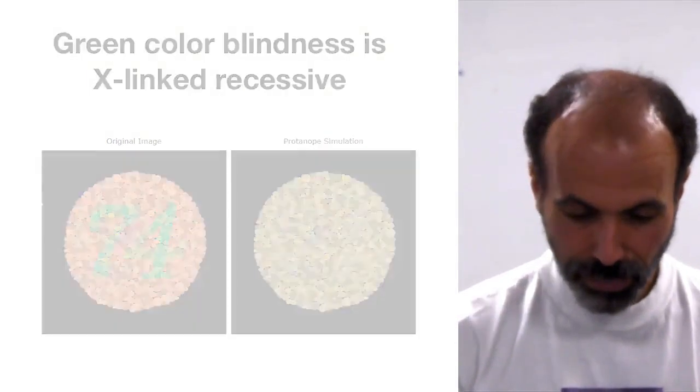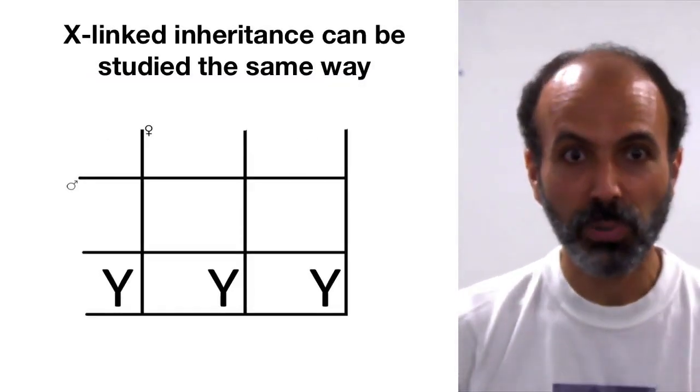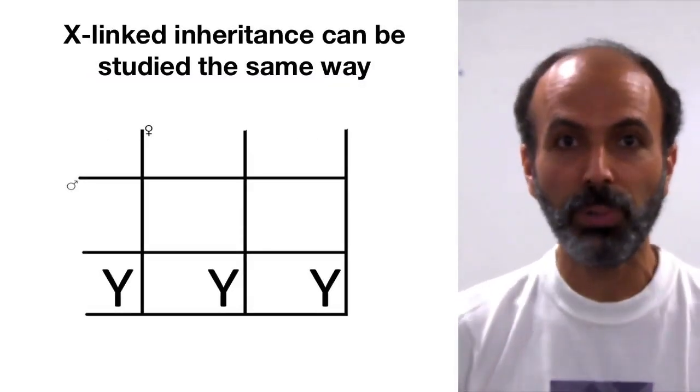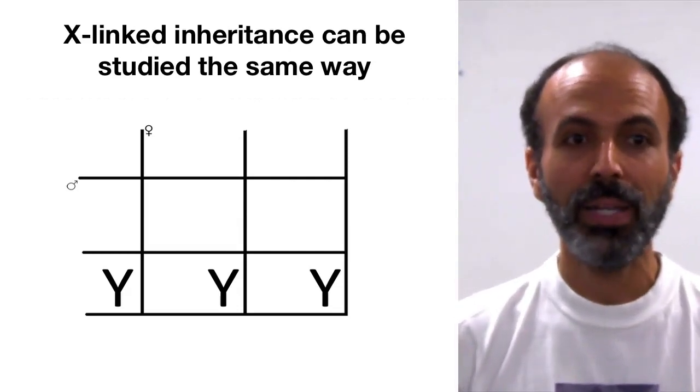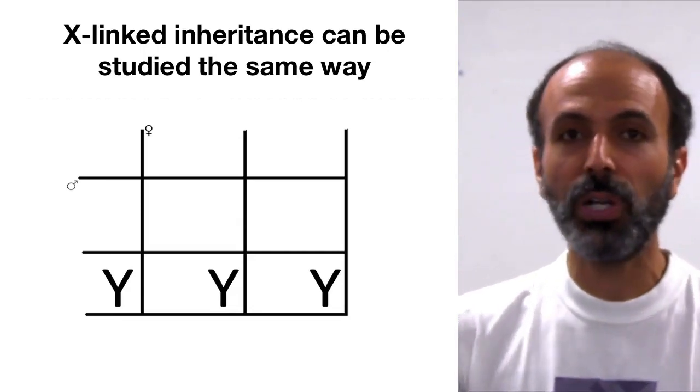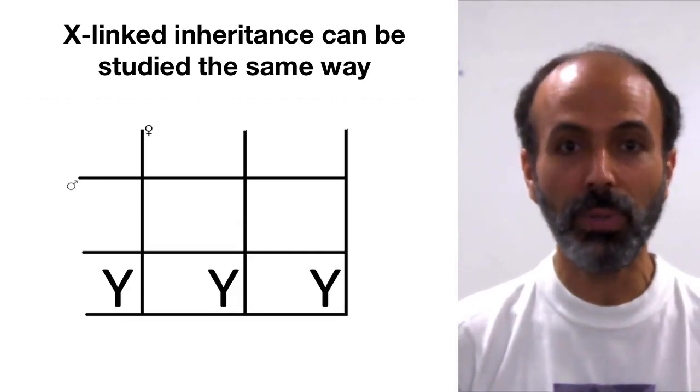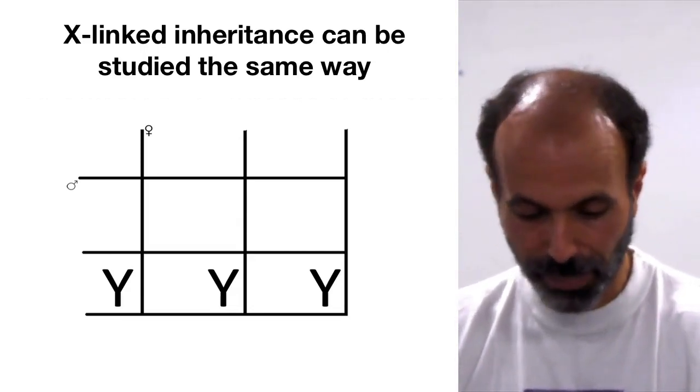Now, inheritance of genes on the X chromosome can be studied very similarly to what we described, and again, using the Punnett square, just like what we did before. And what happens in this case is you just insert a Y instead of the second allele that would go into males. So let's try this now.